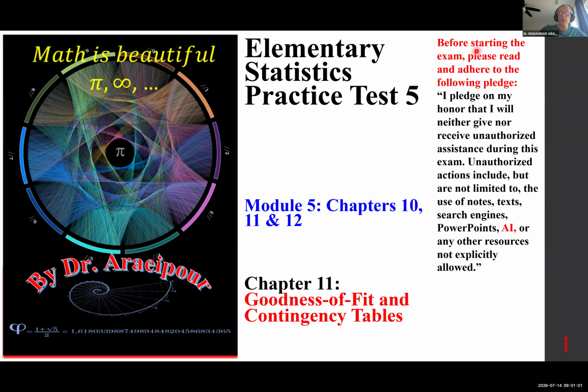Again, reminding everyone about the pledge. When we take the exam, I pledge on my honor that I will neither give nor receive unauthorized assistance, and so on and so forth. You may use formula sheet, tables, and a graphing calculator.